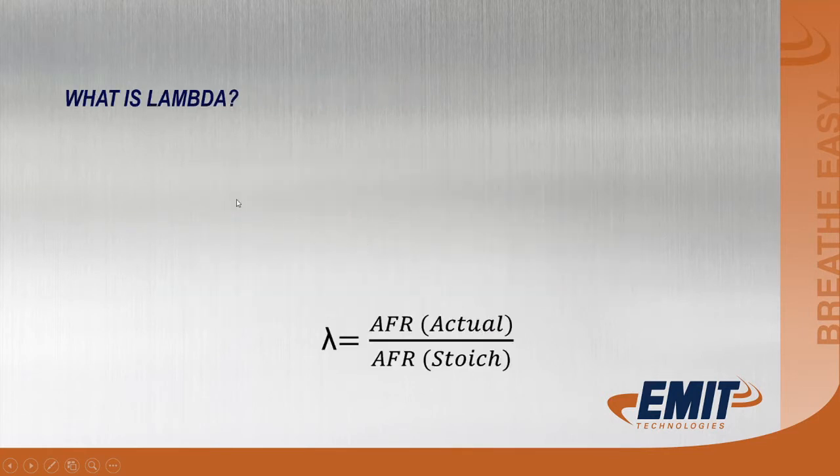Let's look at lambda. We've covered this in the previous session, but lambda is the actual air-fuel ratio the engine is running at over the stoichiometric, or the perfect burn, what science says it should be running at. And the difference will equal lambda. A narrowband is used for typically a lambda less than 1. A wideband O2 sensor is used for a lambda greater than 1.